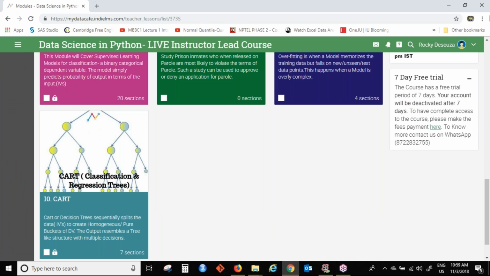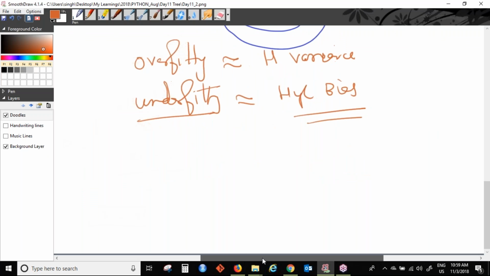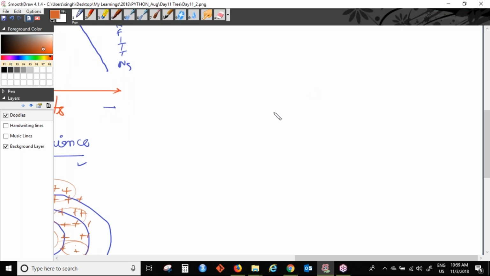Okay, so tomorrow we will see how to run decision trees in Python. So we have seen the concept and the maths today. Tomorrow we will see how to run these in Python. So any doubts guys from today's class? This is all I have for today.